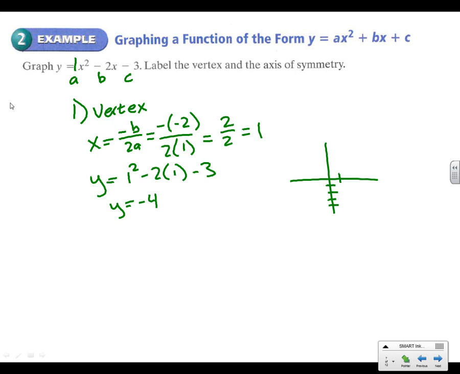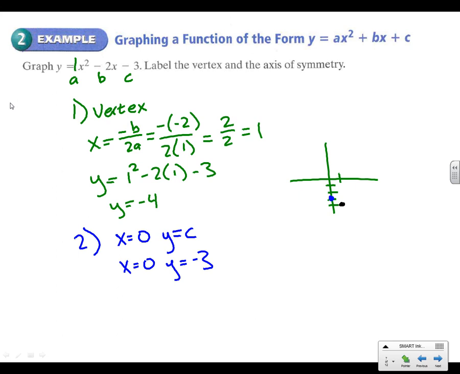And there's our vertex right there. All right, now since we have a c, that's going to be our y-intercept. So our second point, if x is 0, y equals c. So if x is 0, y equals negative 3. So x is 0, y is negative 3 right there.